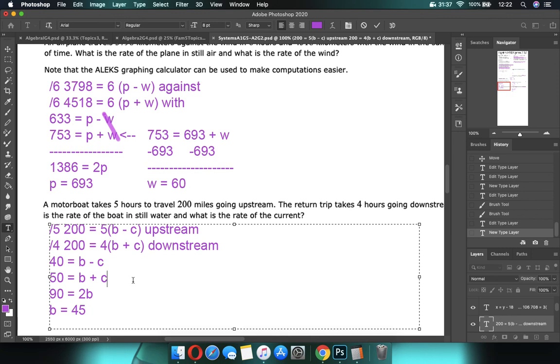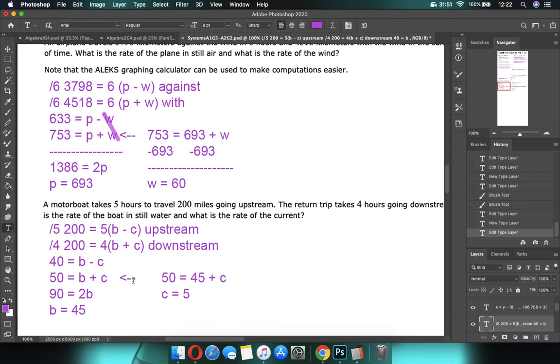Now we plug it back in, and again, I'm going to choose this one just because I'm lazy and I want things to go evenly for me. So 50 equals 45 plus the current. So do some really quick subtraction in your head. The current is 5 miles an hour.